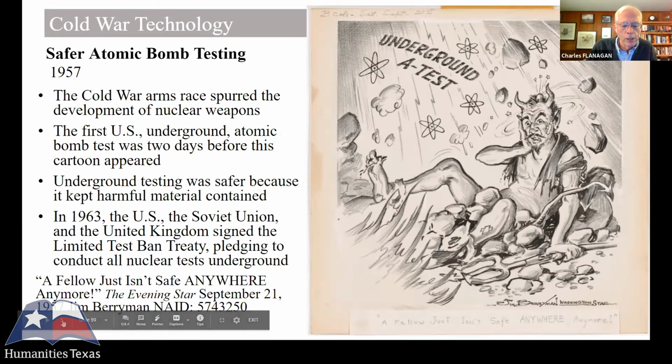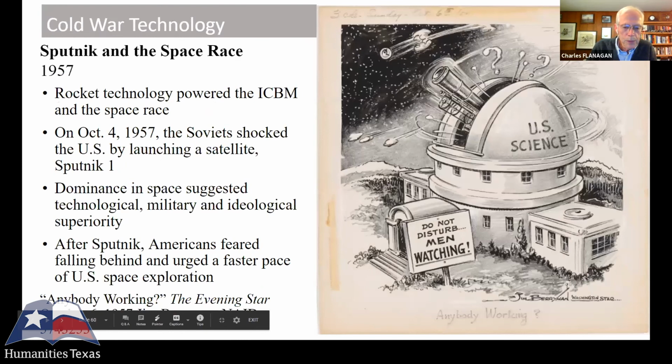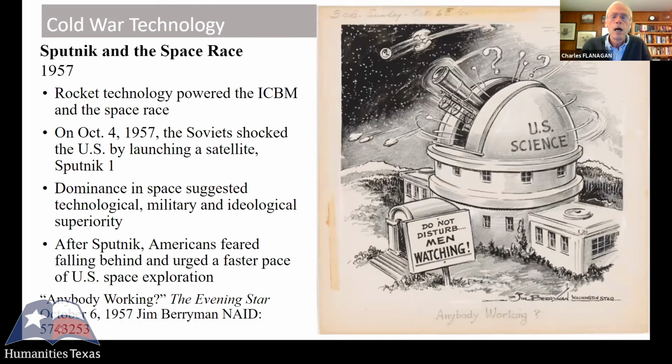And you know, that notion of test ban treaties is going to be a big deal in 1963 when the Soviet Union and the United Kingdom and the US signed a limited test ban treaty, and they're going to pledge to conduct all nuclear tests underground. At the same time, in 1957, that technology is moving underground. It's also moving into space.